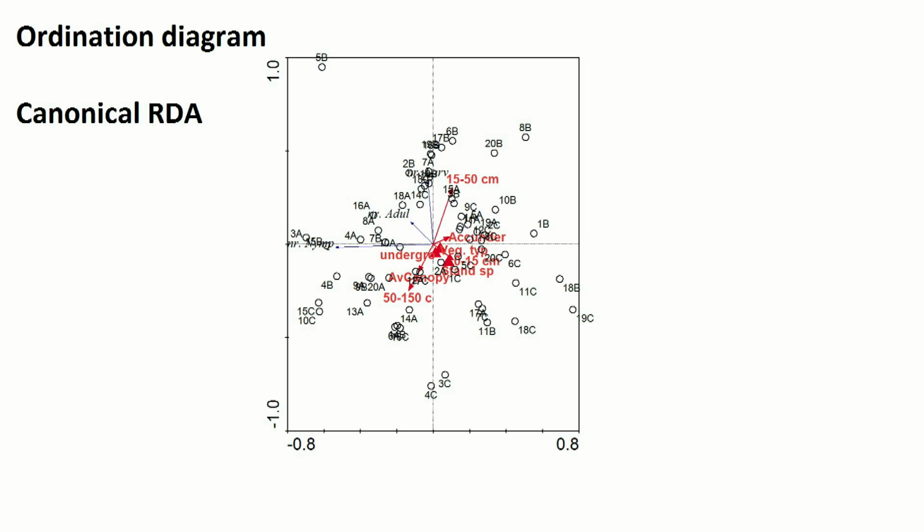Here you can see the ordination diagram that is displayed as a result of the canonical RDA analysis. The axes represent the length of the gradients as calculated by the canonical analysis. The plots are represented as the different dots. Plots with an A refer to the high food potential habitats, B to the intermediate and C to the plots with the lowest food potential habitats.